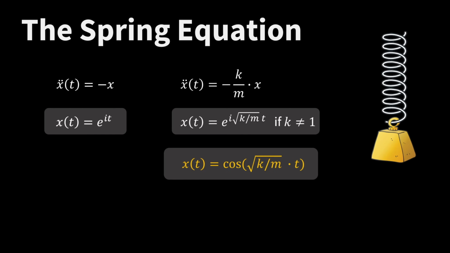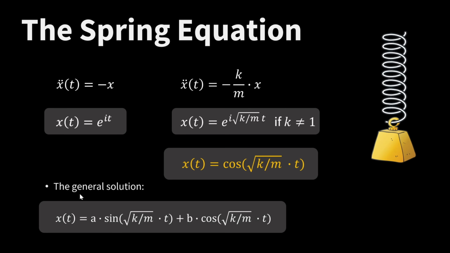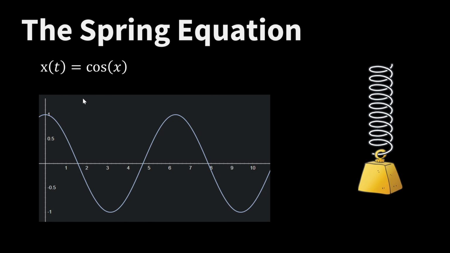Now we know that the real part of this function is cosine of square root k over m times t. The general solution has this form here. Here I plotted the cosine function, so we do get the shape of x of t that we guessed in the beginning. Now we solved all our 4 examples, but there's more cool stuff.